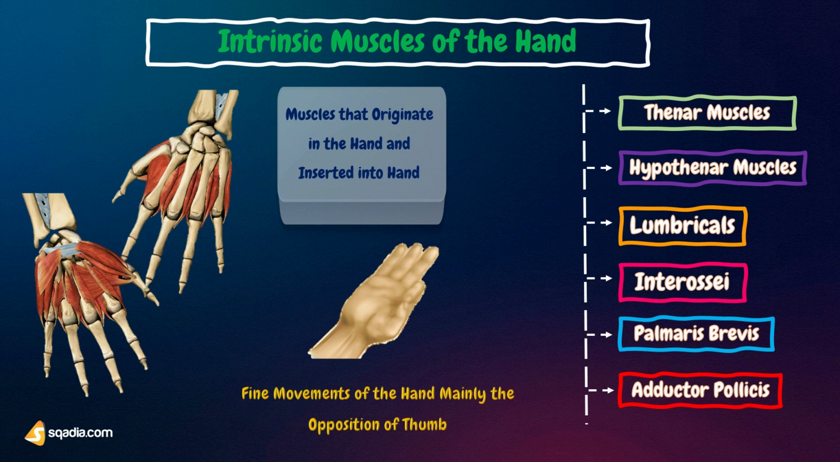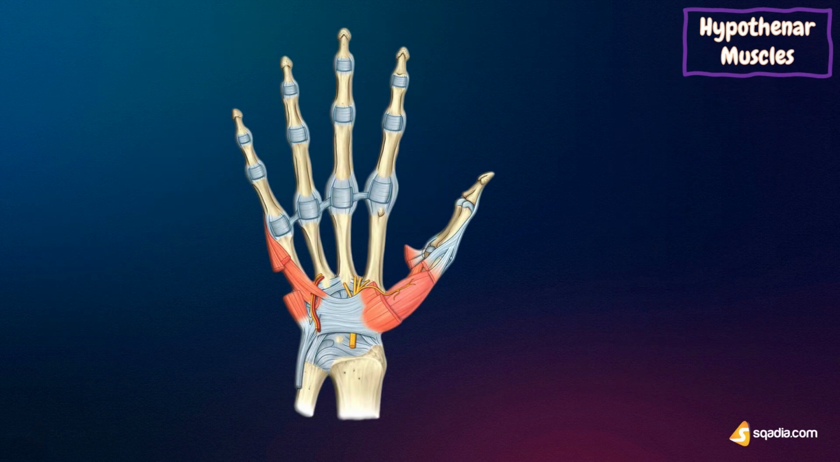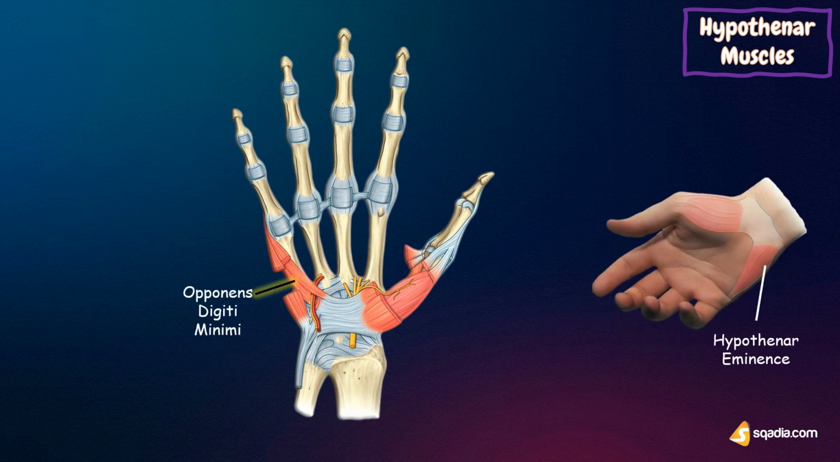The hypothenar muscles contribute to the swelling, or the hypothenar eminence, on the medial side of the palm at the base of the little finger. These muscles are the opponens digiti minimi, abductor digiti minimi, and flexor digiti minimi brevis.